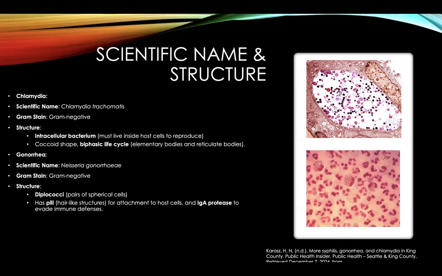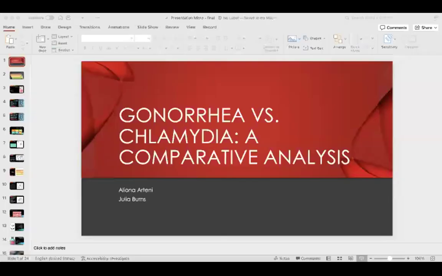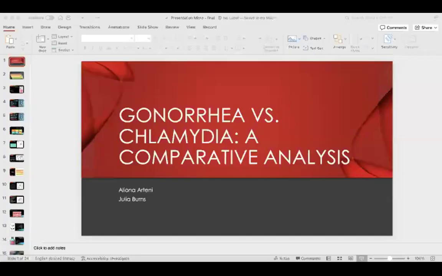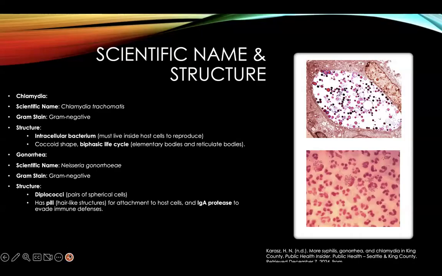If we talk about gonorrhea, the scientific name is Neisseria gonorrhoeae. It's also a gram-negative bacterium, and the structure is diplococci, which means that it's arranged in pairs of two spherical cells. It has pili, hair-like structures for attachment to host cells, and IgA proteases to evade immune defenses.